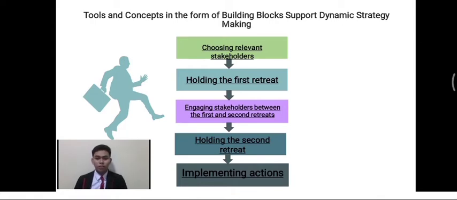The next is holding the second retreat. The purpose of the second retreat is to review the feedback, finalize the competitive logic and goals statements, and complete the statement of strategic direction. And the last, implementing actions. Following the second retreat, organizations have several options for moving forward. All of them involve putting effort into pursuing the statement of strategic direction.